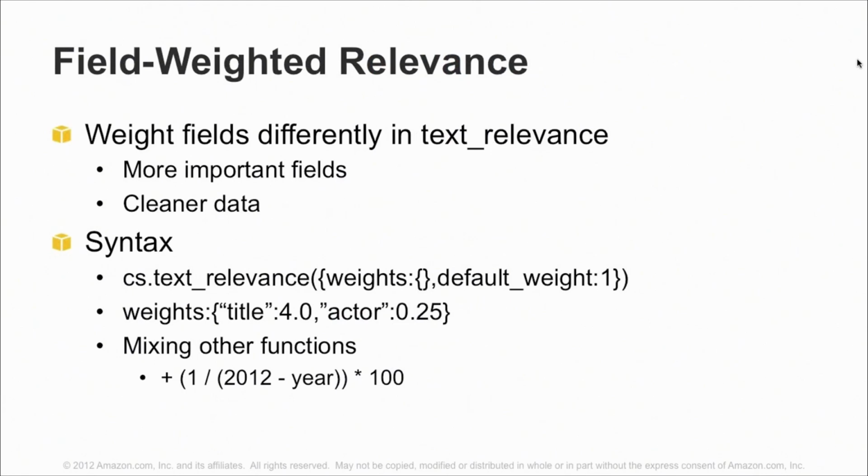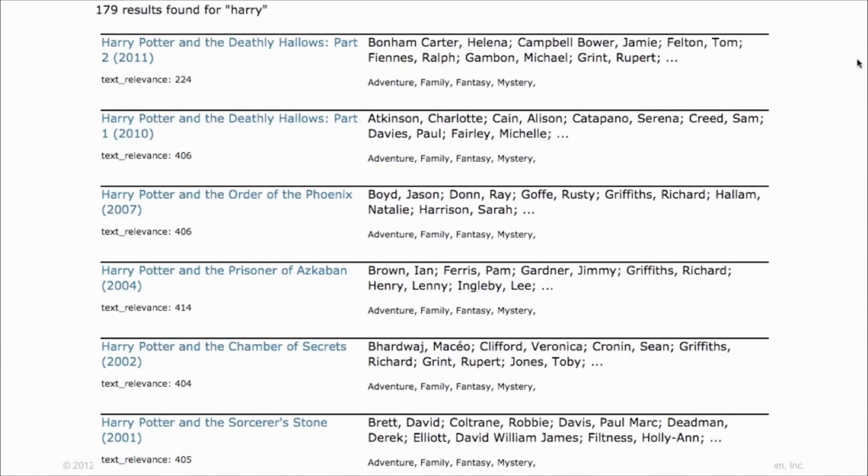This will adjust our overall score so that matches in the title count 4 times as much, actually, 8 times as much? Nope, 32. I can't do the math off the top of my head, but much more than actor. We can also, within the rank expression, similarly mix in other functions. So here I've put our recency function. We can create an overall score rank expression that contains both the weighted text relevance and the recency component and allow us to sort by that. If we do that, we can see that we generate all of the Harry Potter results, and again, sorted in year order.